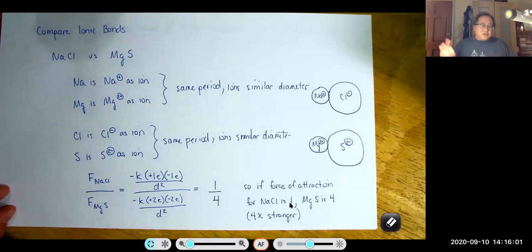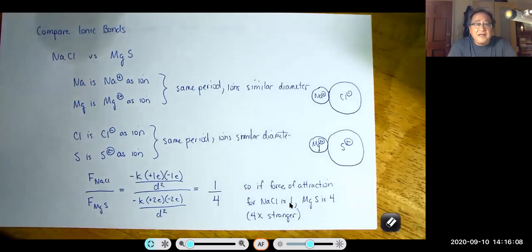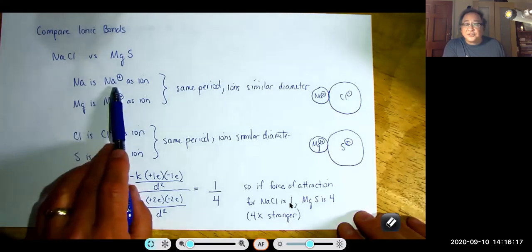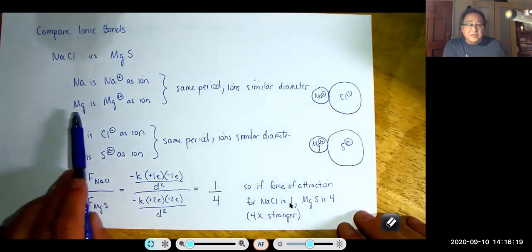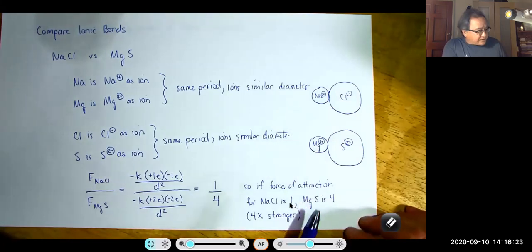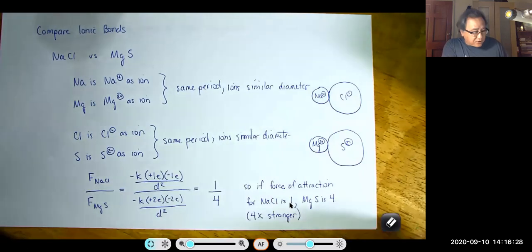So we're going to do a quick comparison of these two ionic bonds, sodium chloride and magnesium sulfide. And we want to figure out which one has a higher melting point, if we had to guess. Well, sodium is a sodium plus 1 ion because it's in group 1A. Magnesium is a plus 2 ion because it's in group 2A. Now, since these ions are in the same period, that means their diameters will be very similar in length.